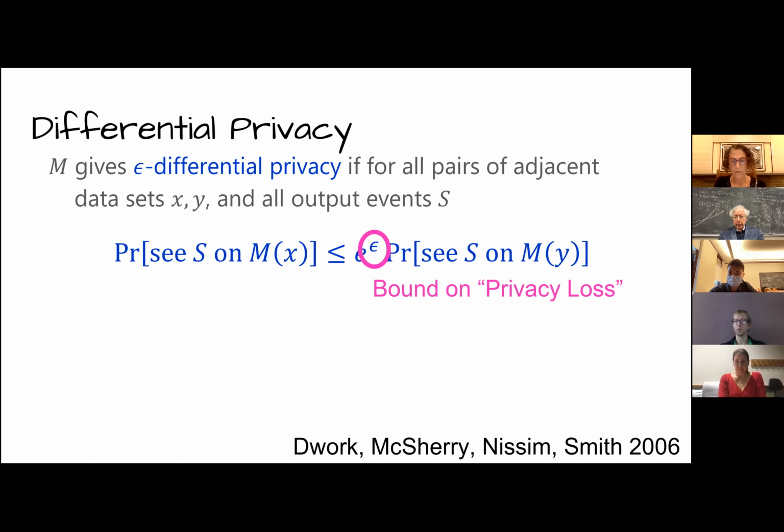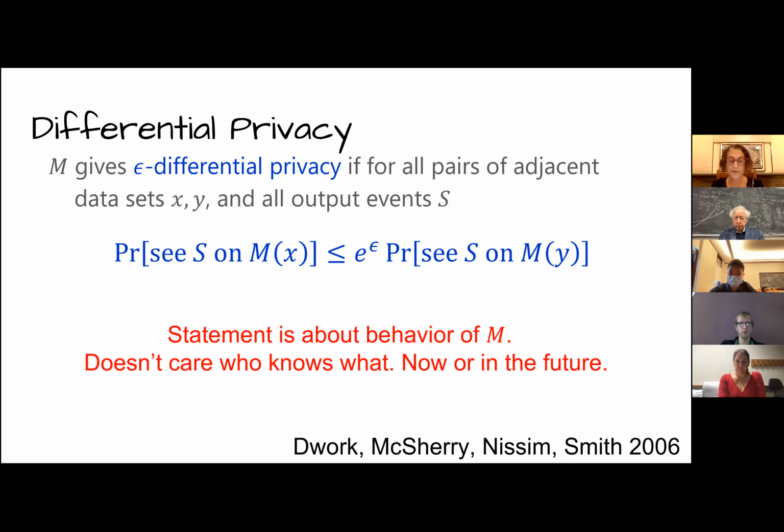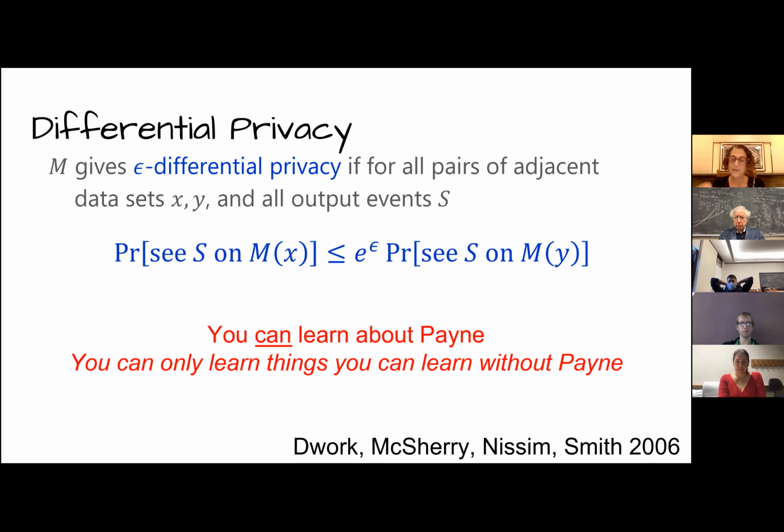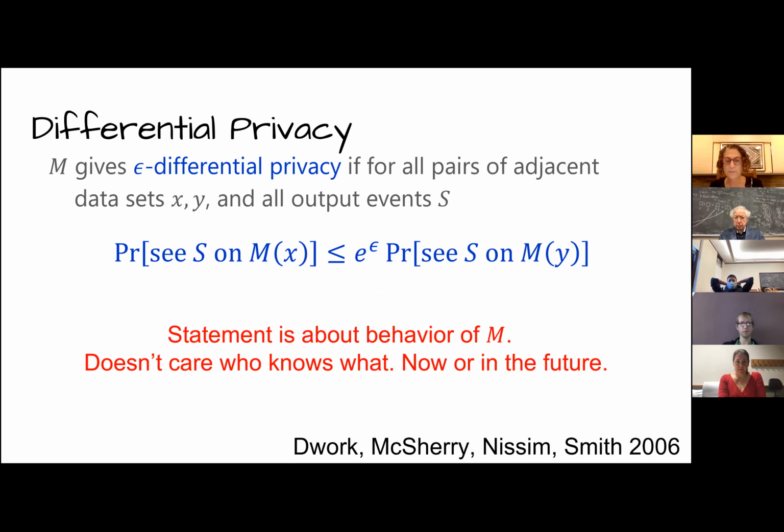Okay. Epsilon is called a bound on our privacy loss, and we'll see more about that. And the probabilities on the left and right are over the coins that are flipped by the algorithm. So the things that are under the control of the good guys. So this is a statement about the behavior of the mechanism, right? And this is a statement that the mechanism can ensure independent of what the observer actually knows.